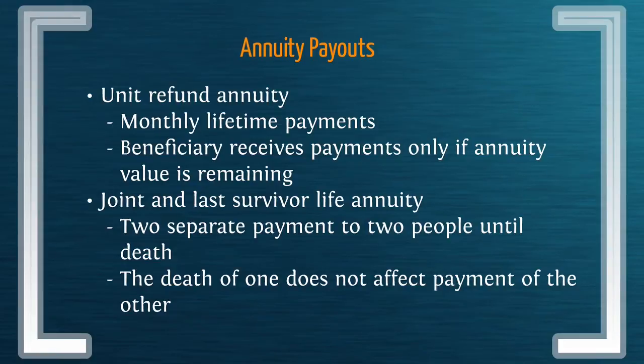Another type of payout is called a joint and last survivor life annuity. This is two separate payouts for an annuity, usually, let's say, spouses. But if one passes away, it doesn't affect or put at risk the payments made to the other recipient, so that a spouse isn't at risk if one of the two passes away. So the payments will continue until both of the lifetimes of the annuity payment recipients.